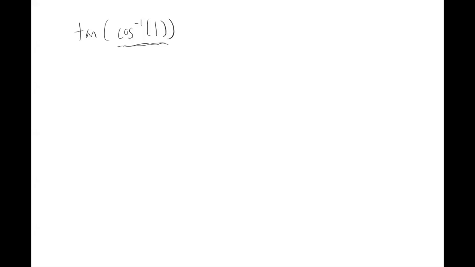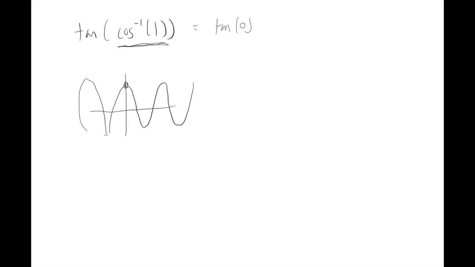It's tan of the angle, right? So let's figure out what this angle is. It's just a 2-step process. So what's cosine inverse of 1? Cosine of what angle is 1? This should be easy because if you graph cosine, it starts at 1. So since it starts at 1, this is just tan of 0. What's tan of 0?